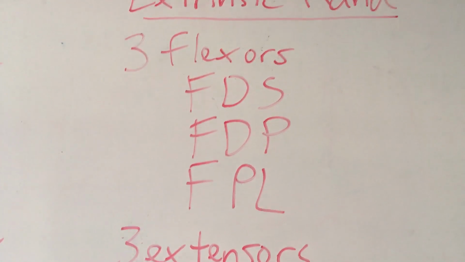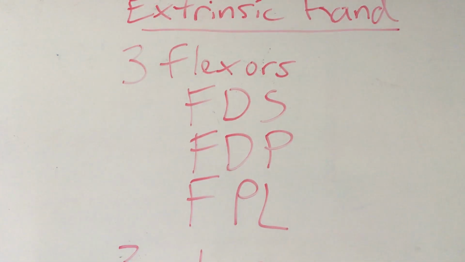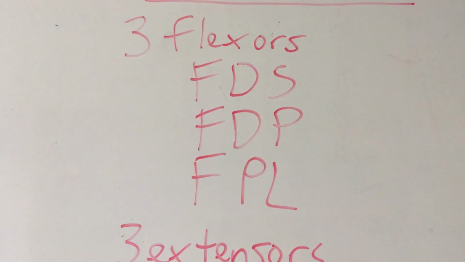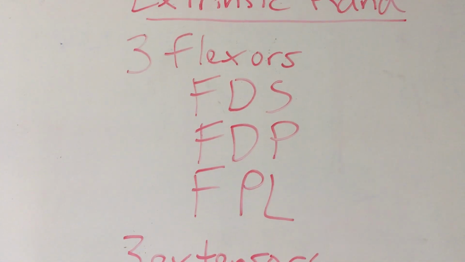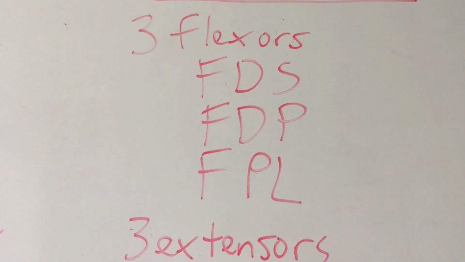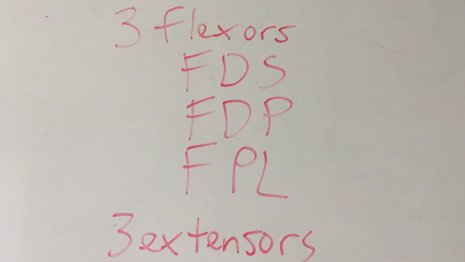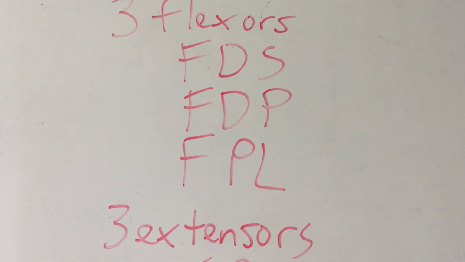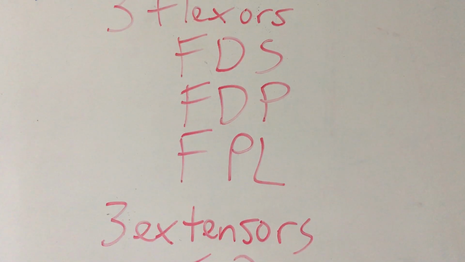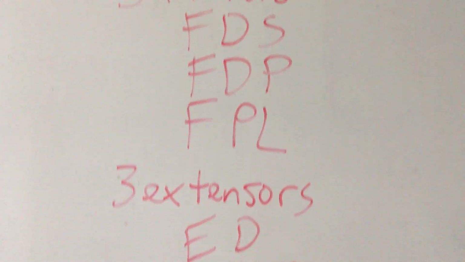In the hand we have what we call extrinsics, which are originating from down on the forearm. The three flexors there are flexor digitorum superficialis. Functionality there is flexion of digits 2 through 5, MCP and PIP joints only. Flexor digitorum profundus, because I'm going to ask you what's the difference, has flexion of digits 2 through 5, MCP, PIP, and DIP. Flexor pollicis longus flexes all joints of the thumb.